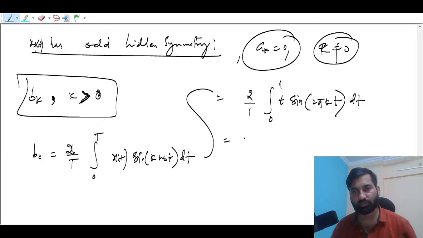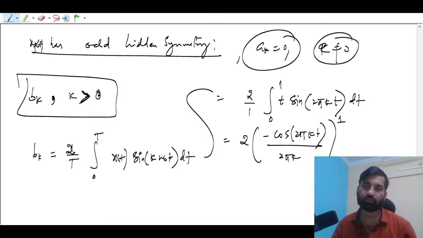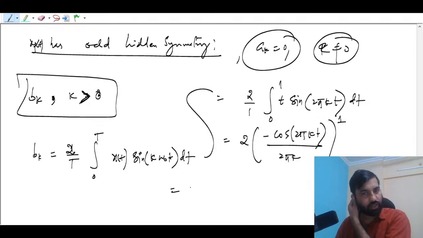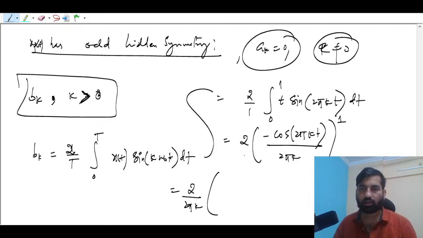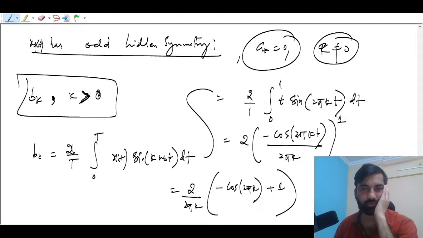Now you can integrate this. So this integration is going to be minus cosine 2 pi k t by 2 pi k from 0 to 1. So this gives you 2 times, 2 pi k you can take out. If you plug here, it is nothing but cosine 2 pi k, right? And if you plug this, so plus 1. Minus of minus becomes plus. From the fundamental theorem of calculus, you simply have to put upper limit minus lower limit. Okay?